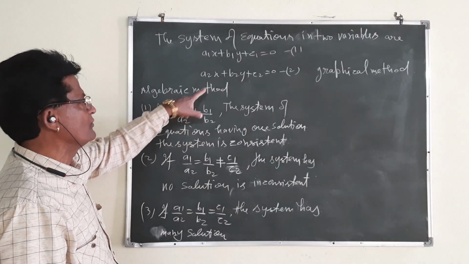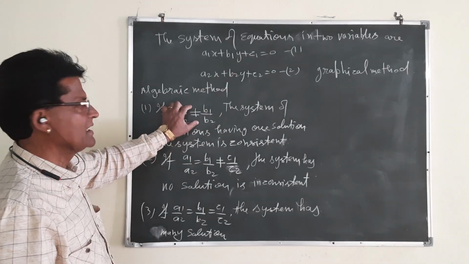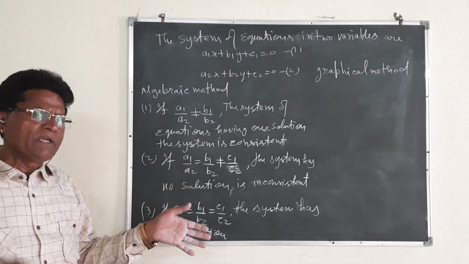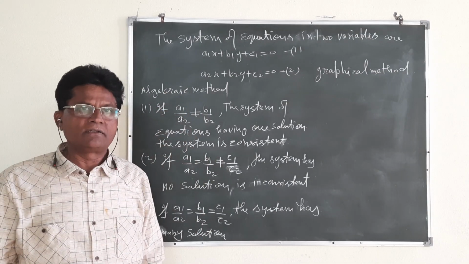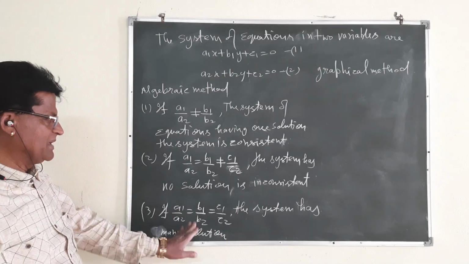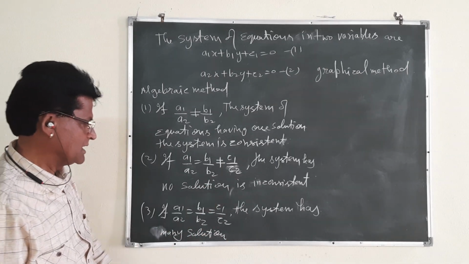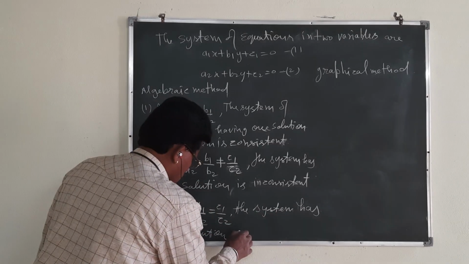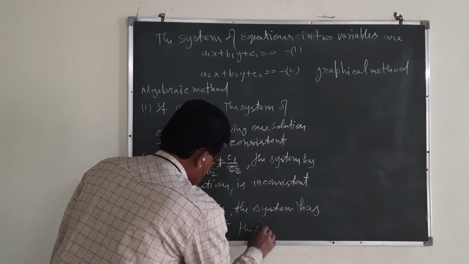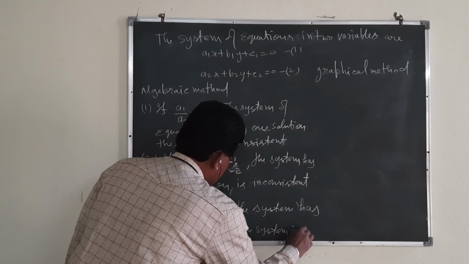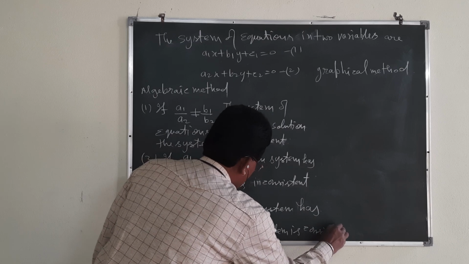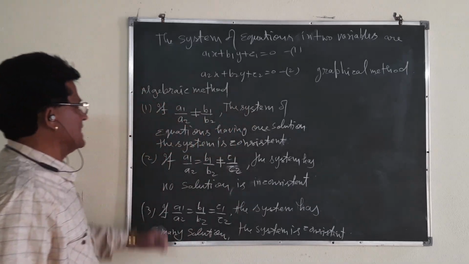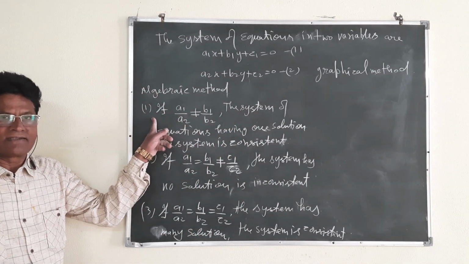There will be so many values of x and y. Here, in the first case, only one value of x and y will be there. In the second case, no solution means we cannot find the solution. Here there will be an infinite number of values of x and y. How will it be possible? The system will be dependent and consistent. One mark question, as I told you, will be asked in the examination. Let me now show the graph of the first case.